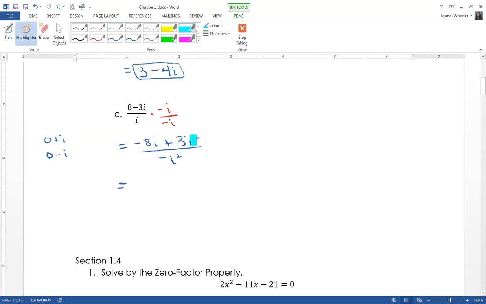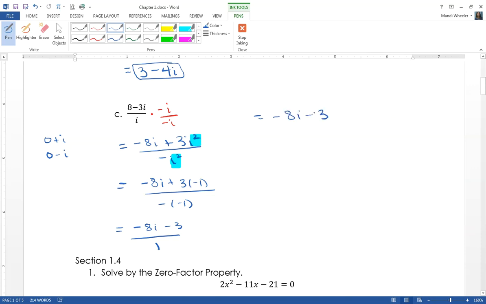Again, anytime we have an i squared, we want to rewrite that. So i squared is negative 1. Same thing on the bottom here. We want to rewrite that. And pay attention to your signs down the bottom. So in the numerator, we get negative 8i, and then plus 3 times negative 1 is a negative 3. And then in the denominator, we have minus a negative 1. Well, minus a negative is just a positive, and dividing by that 1 doesn't do anything. So we get just negative 8i minus 3.